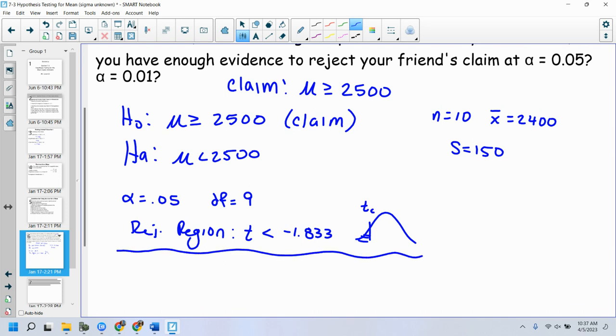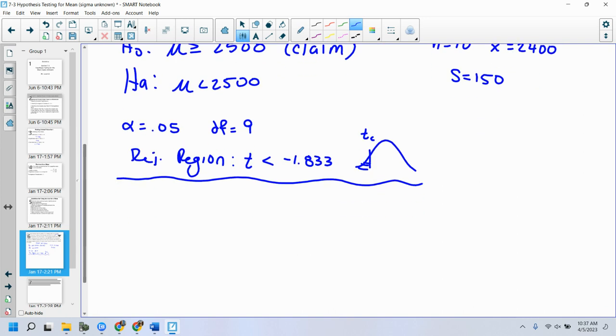Let's do this right away. Let's find the alpha 0.01 level. If it's the alpha 0.01 level, my degrees of freedom is still 9. Let's find the rejection region now. Now, what's going to happen to my t-score before I even look at it? It's going to decrease, right?